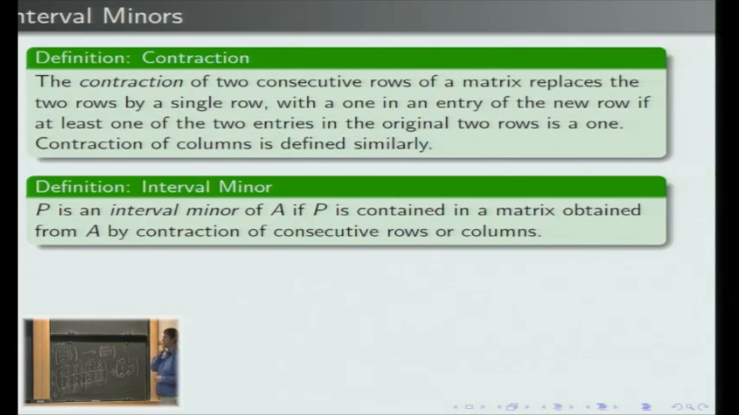Let's see an example of this. This is a local definition of contraction, but you can make a global definition of interval minor, where you take disjoint intervals of rows, i1, i2, say up to i3 in this example, and disjoint intervals of columns. Then you replace each block by a 0 or 1: if it's all zeros, it becomes a 0. Otherwise, it's a 1. In this example, we have three disjoint intervals of rows and three disjoint intervals of columns, and when you contract them, you get this 3x3 matrix. Is that clear?